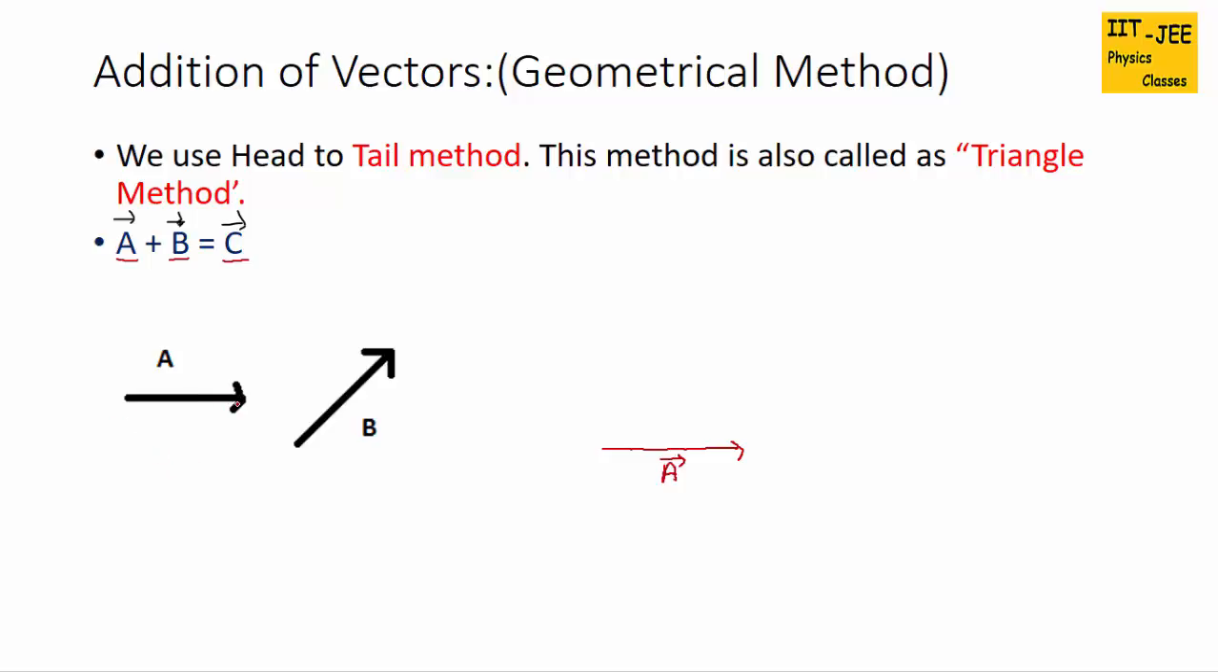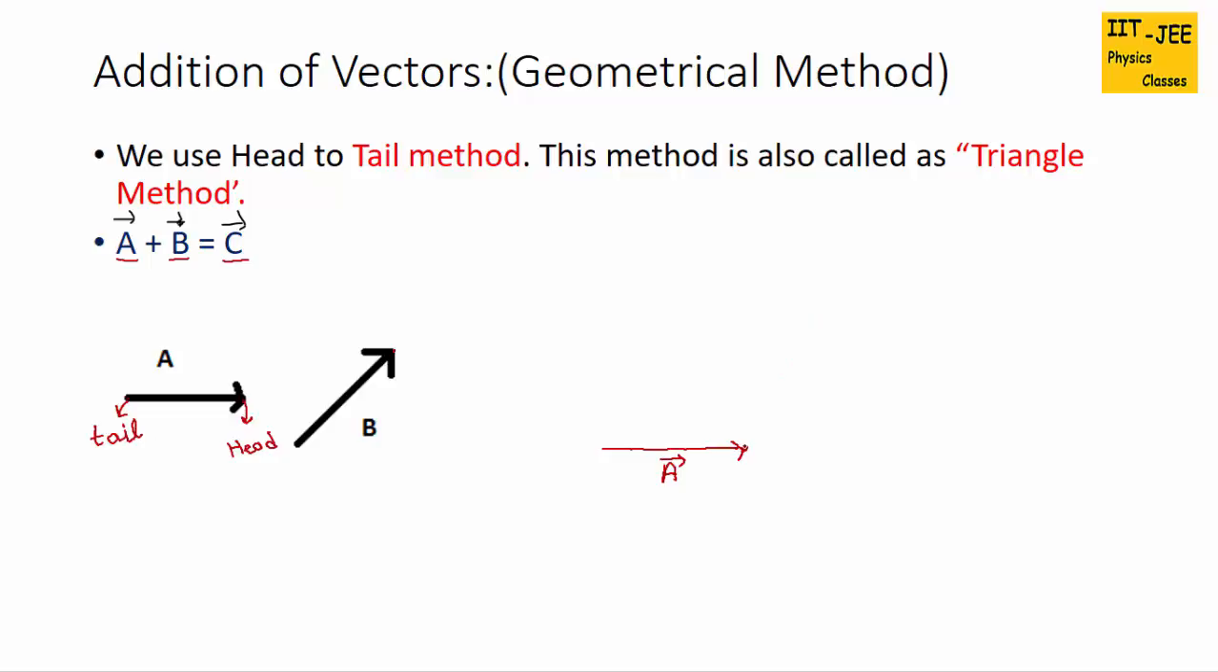You know the arrow end of the vector is called as head and the another end called as tail. The same way for vector B, this arrow end is head and the another end is the tail. So here we have drawn vector A and from the head of vector A, means from this point, we will start the tail of vector B and then draw vector B.